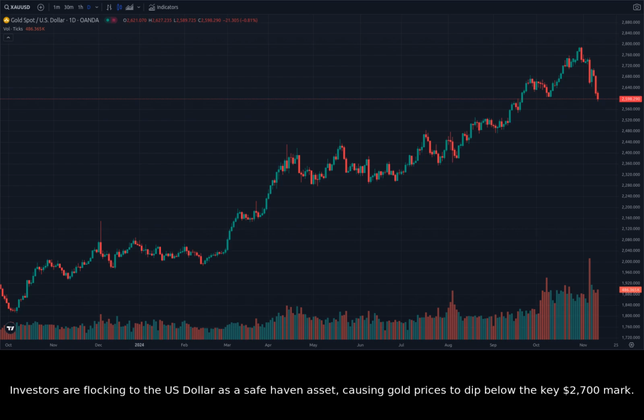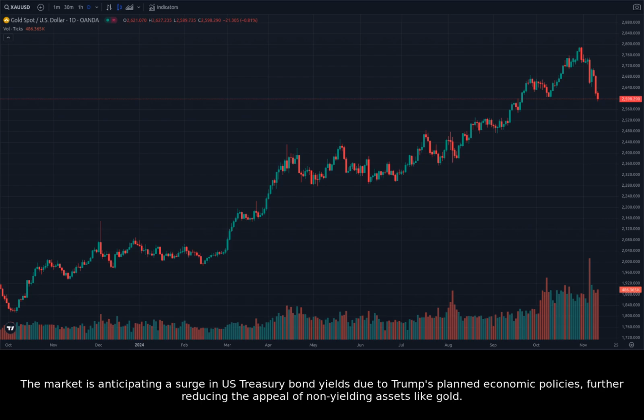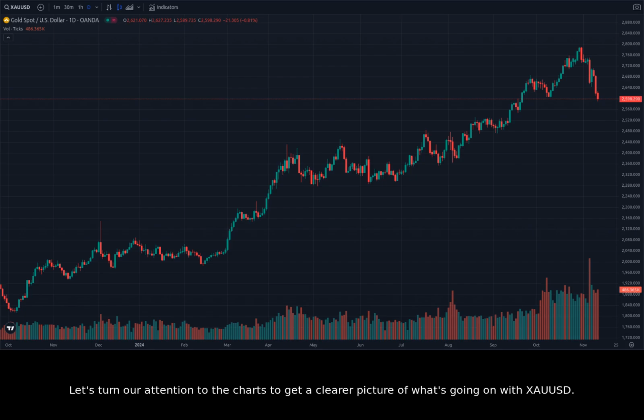Investors are flocking to the U.S. dollar as a safe haven asset, causing gold prices to dip below the key $2,700 mark. The market is anticipating a surge in U.S. Treasury bond yields due to Trump's planned economic policies, further reducing the appeal of non-yielding assets like gold. Let's turn our attention to the charts to get a clearer picture of what's going on with XAUUSD.